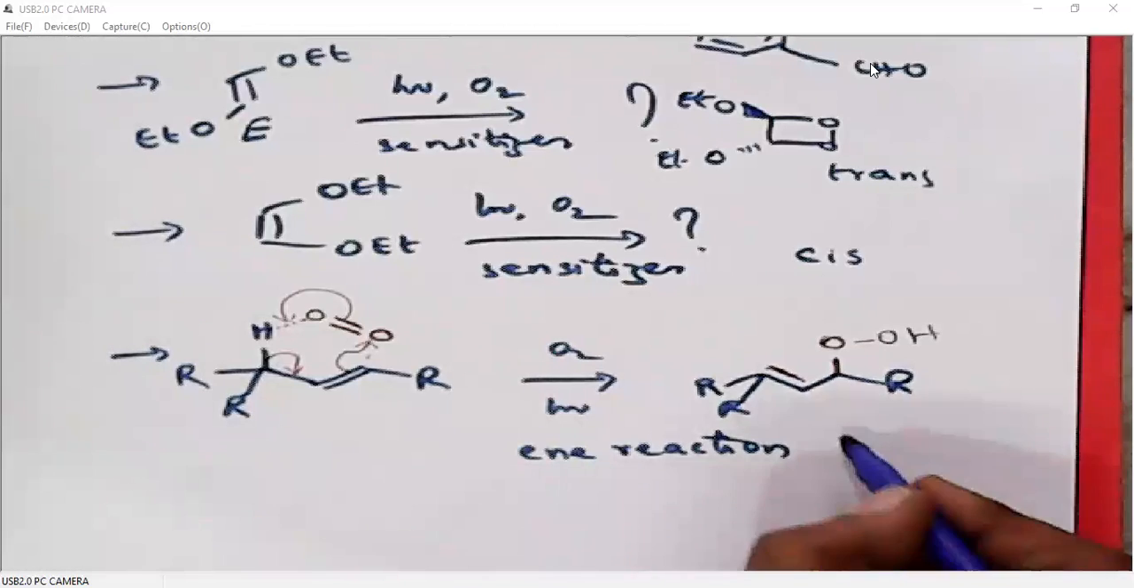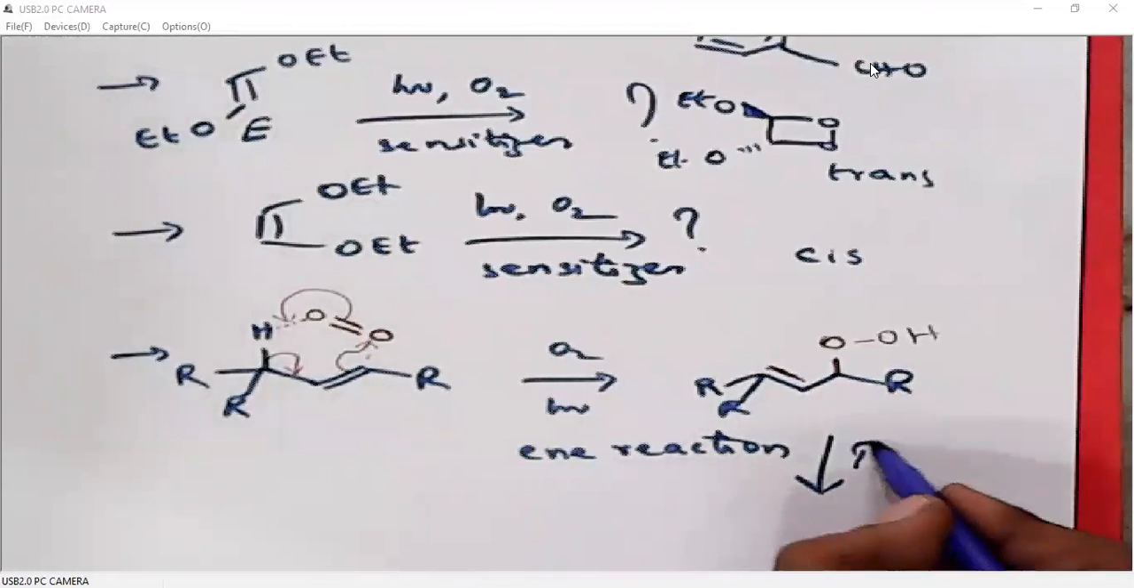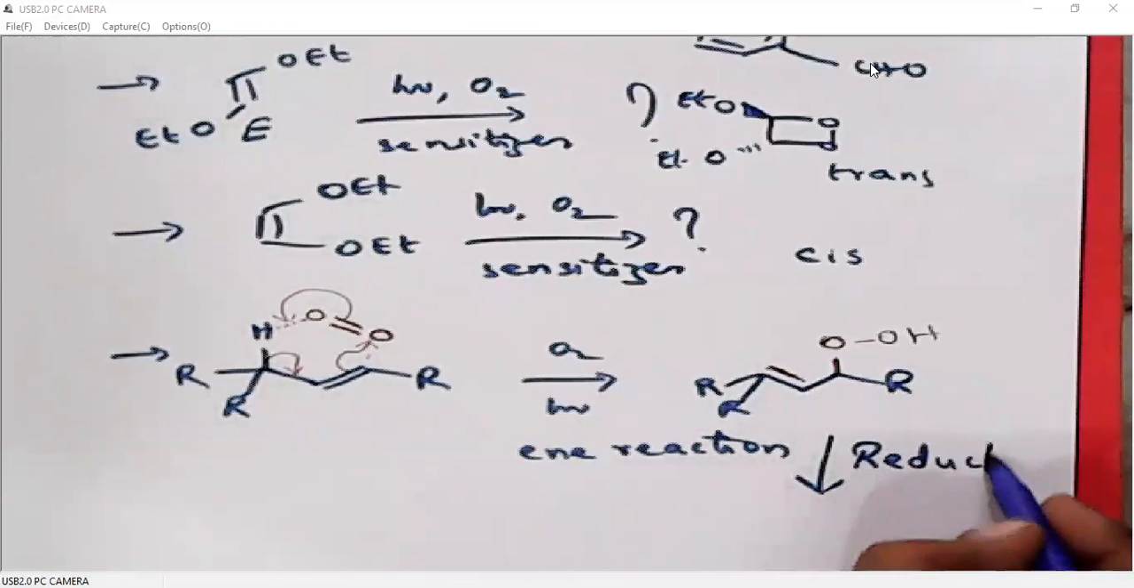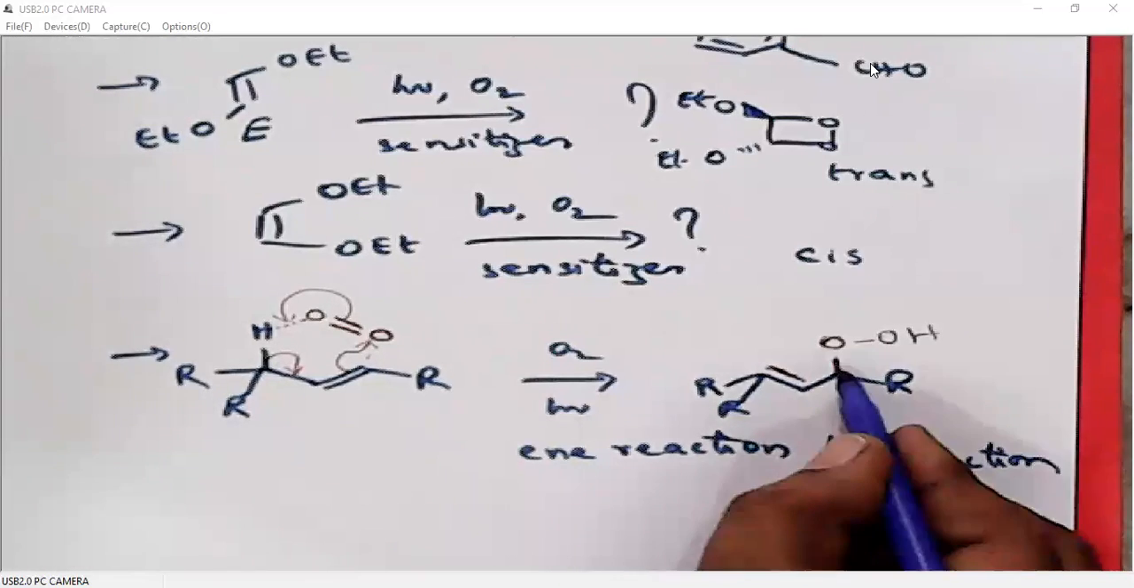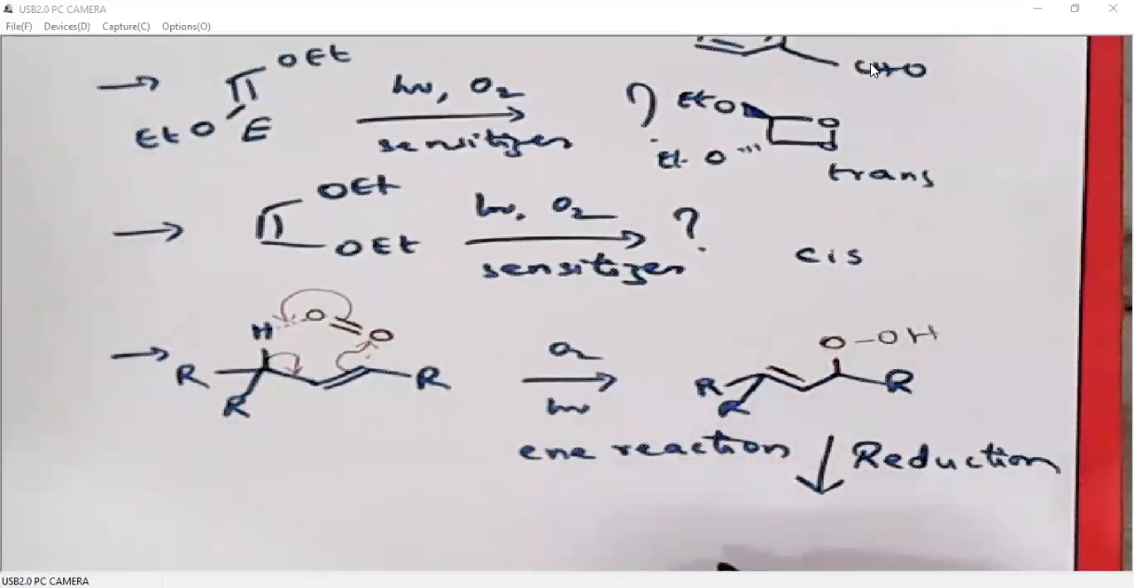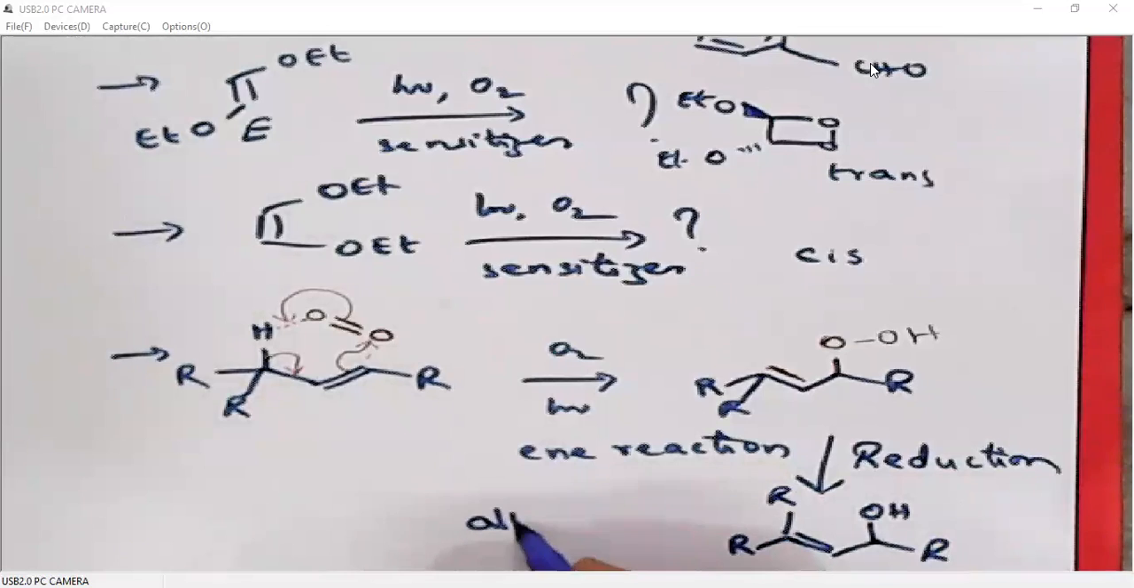So when we reduce it, what we will get here is allyl hydroperoxide. So when we reduce it, we will get an alcohol. So it is an allyl alcohol.